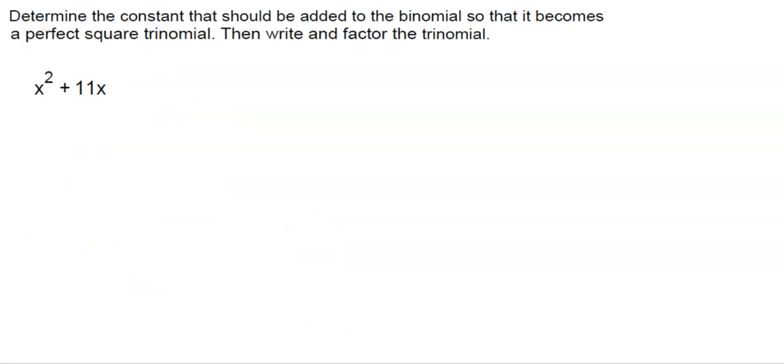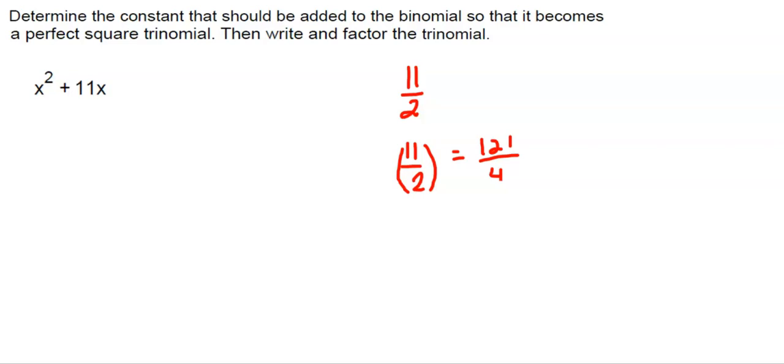This problem's asking us to find the constant that we would add to this binomial so that it becomes a perfect square trinomial. In other words, we're trying to complete the square. So to complete the square, we look at the coefficient of the linear term. That's the x term. We take that number, the 11, and we do two things to it. Divide it by 2, that gives us 11 halves, and then take that 11 halves and square it, and we get 121 fourths.